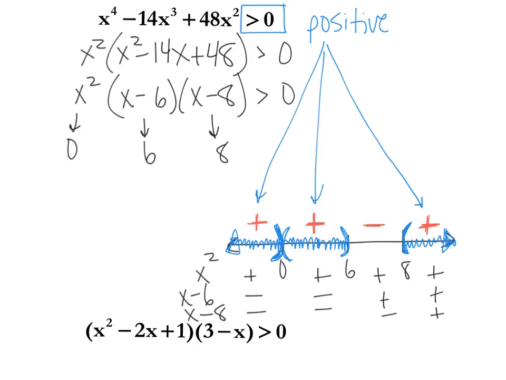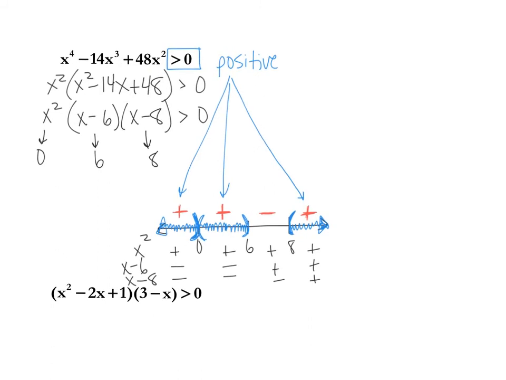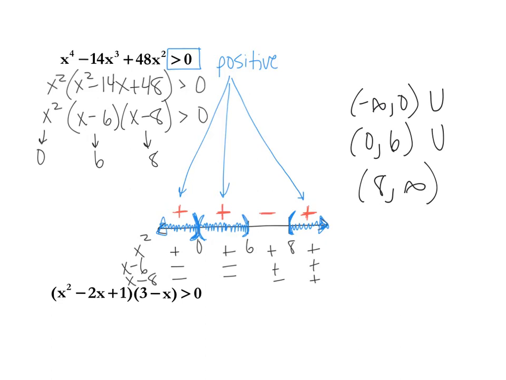Okay, so when I write my union and when I write my final answer, I'm actually having three different sections here. So all of the positive parts are from negative infinity up until 0, and 0 until 6, and 8 to infinity. And again, parentheses for everything because it's greater than, it's not greater than or equal to. And so I get the question a lot, can I just write this as negative infinity up until 6?